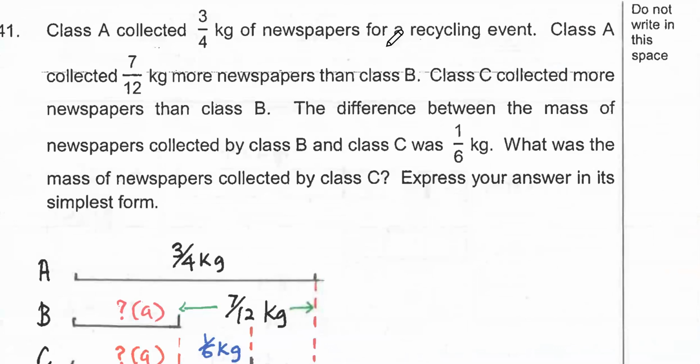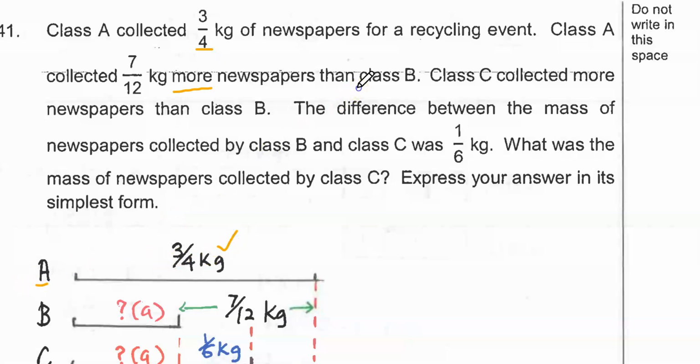Take a look at this. It may be quite long, but read carefully. Once you're able to draw the model, it should be simpler. Class A collected 3/4 kilogram. 3/4 kilogram is not even 1 kilogram, of newspaper for a recycling event. Class A collected more. Watch out. Class A collected 3/4. Yes, this is 3/4. This is Class A.